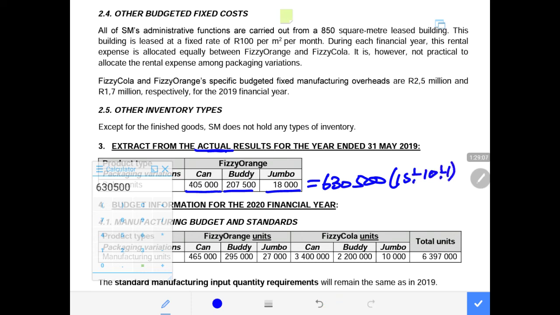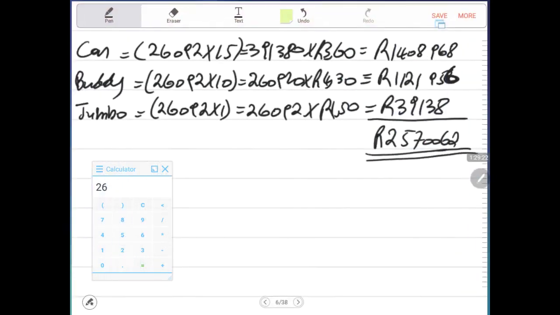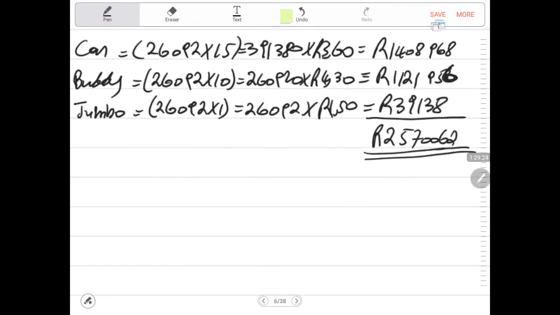15:10:1. Then we know that our total ratio of 15 plus 10 plus 1 gives us 26. The total ratio is 26. So now we are to calculate our standard sales for each of the packaging variations under the product type called fizzy orange. Then we are doing our sales mix variance.